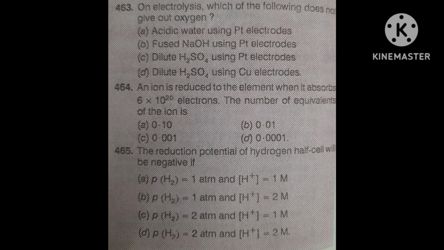Again I am reading the question one more time. On electrolysis, which of the following does not give out oxygen? First option, acidic water using platinum electrodes. Second, fused NaOH using platinum electrodes. Third, dilute H2SO4 using platinum electrodes. Fourth, dilute H2SO4 using copper electrodes. Just think, you can solve it within 15 seconds if your concept is clear. I have already discussed all the things in detail in 11th and 12th. Now you think, after that I will give a hint and explanation, whatever is required. Think fast.